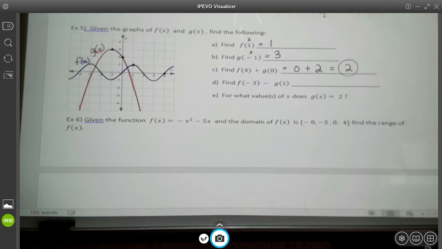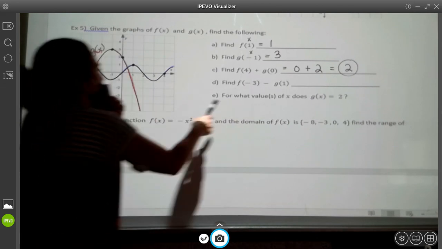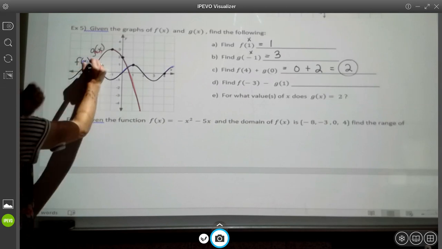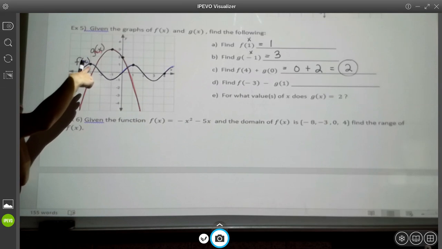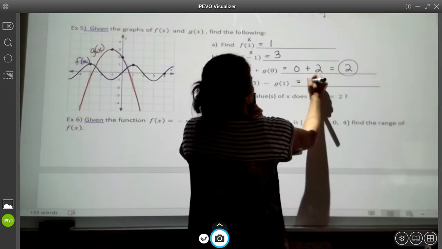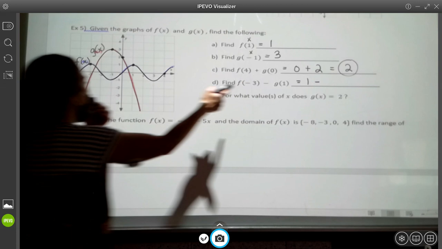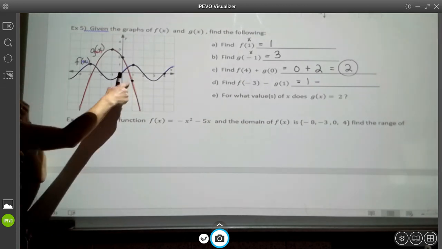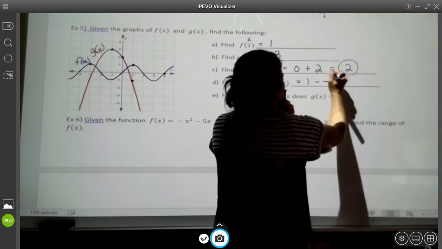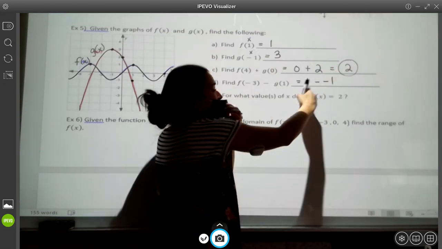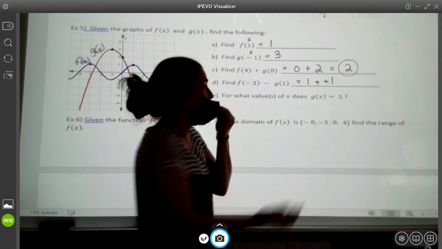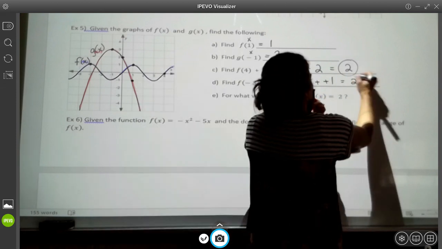Excellent. Thank you so much, guys. All right, I'm going to do this one with you just for time-saving purposes. Now we're going to find f of -3. So when x is -3 on the blue graph, my y coordinate is, everybody? 1. Then we're going to subtract g of 1. So when x is 1 on g's graph, y is? -1. So now you have to take 1 and subtract -1, which turns into plus. So you also get an answer of 2 for this one as well.